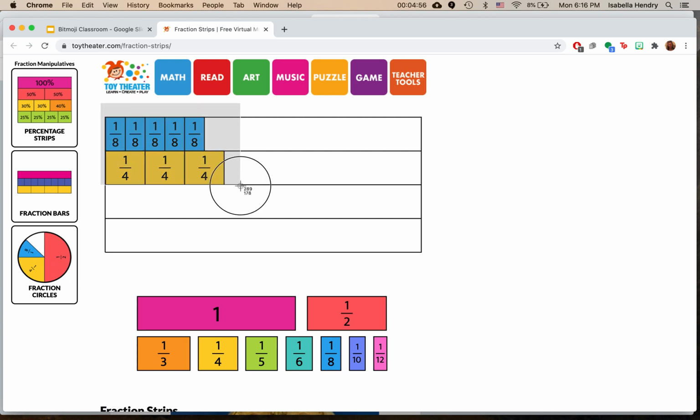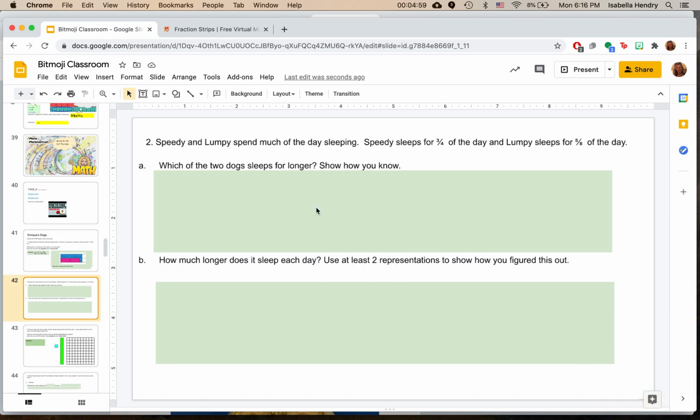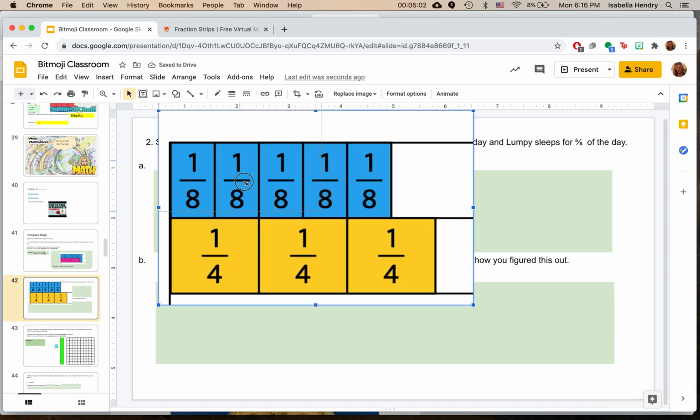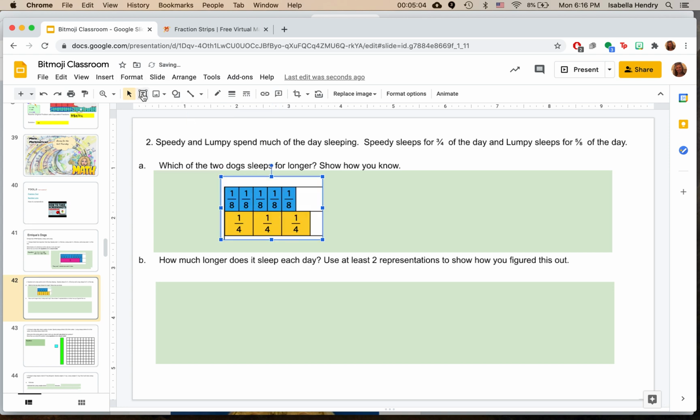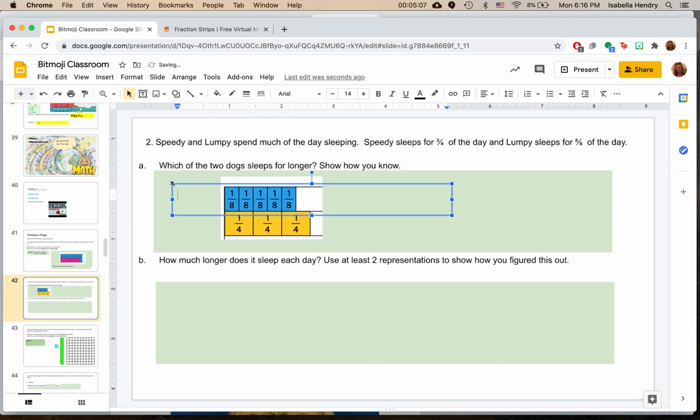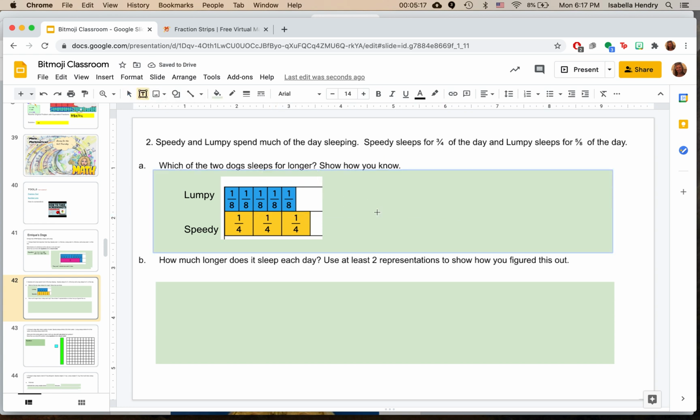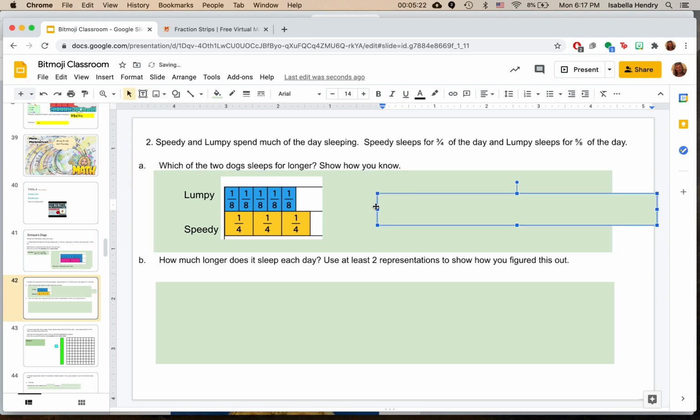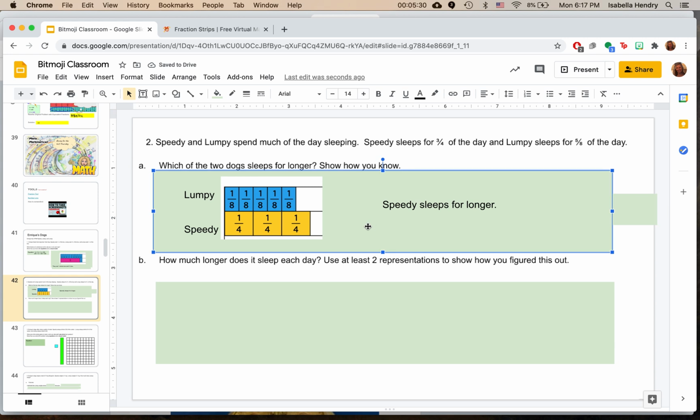So let me take a photo. So I'll put my photo in here. And it's really important that you label your work. So my 5/8, I know that's Lumpy, and my 3/4, I know that's Speedy. And now I can come over here and I can write my answer. And remember, every time you want to write, use the T. So I'm going to say Speedy sleeps for longer. And now the question is how much longer?